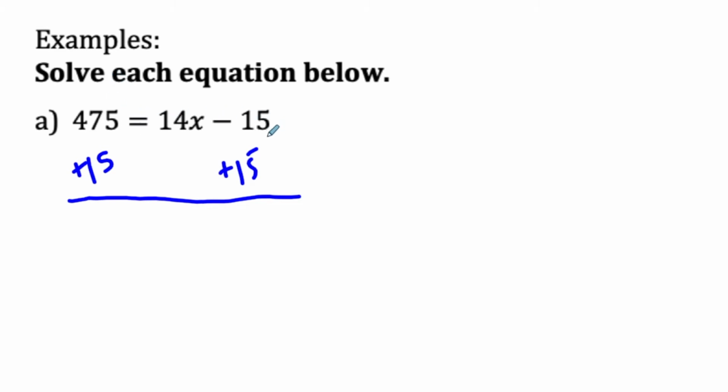If I just add 15 over here, picture it like a seesaw. If you add 15 pounds to one side of the seesaw but not the other side, it's no longer equal, and it's going to be tilted towards one side. We don't want that. So negative 15 plus 15 is 0, so they cancel out. On the right-hand side, I'm just left with 14x, and on the left-hand side, take 475 plus 15.